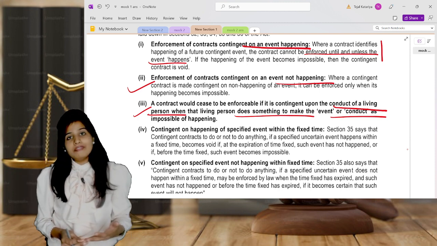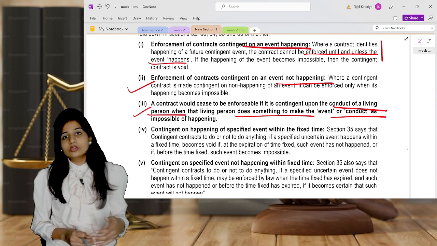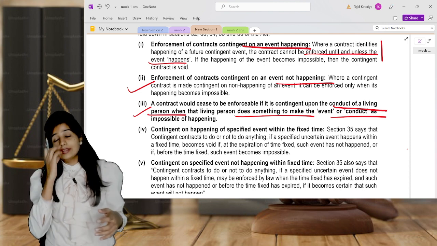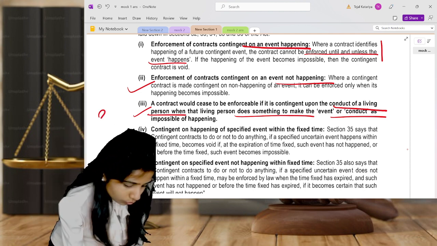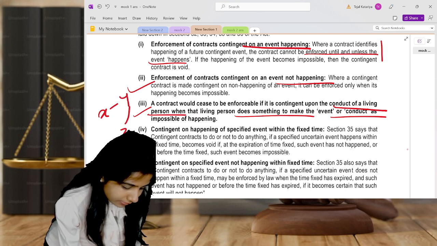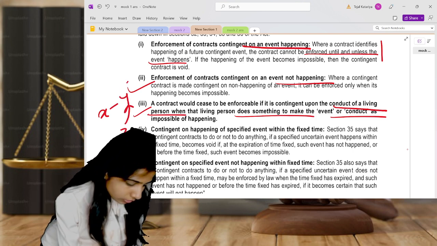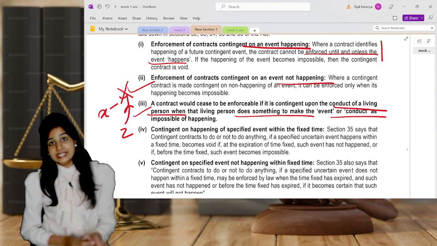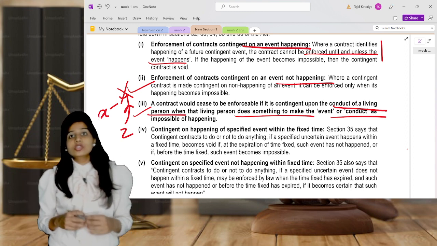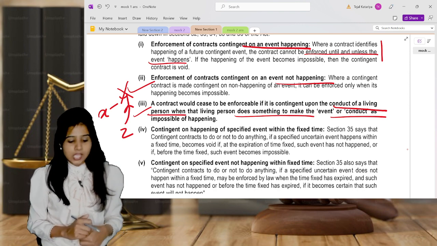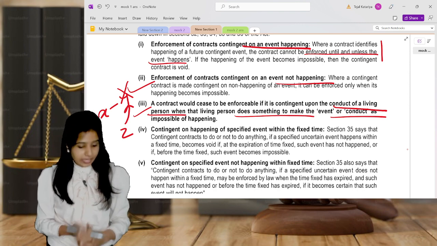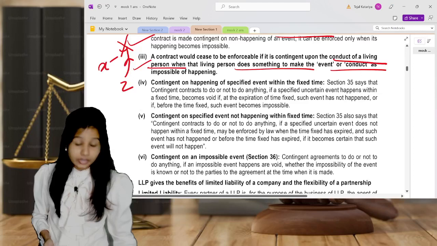Understand, impossible happenings: X promises Y to marry X and Y. There is a contract between Y and Z that if X marries Y, then Z will give him money. But because Y is no more, Y is dead, this contract is not going to happen, correct? Because it becomes impossible to perform that contract. So these kinds of contracts can be considered contingent contracts.